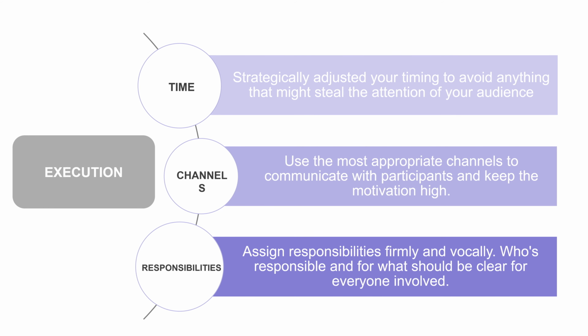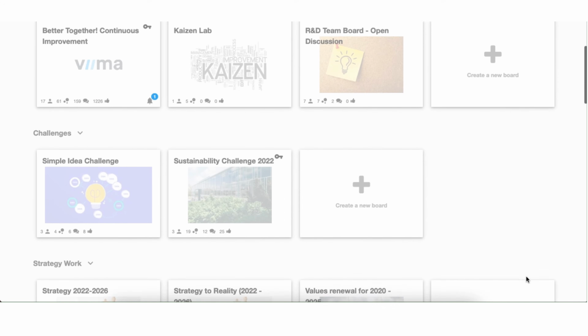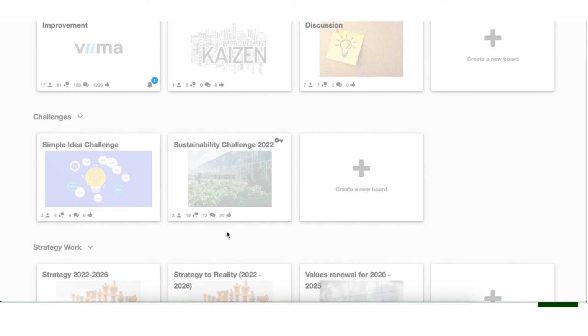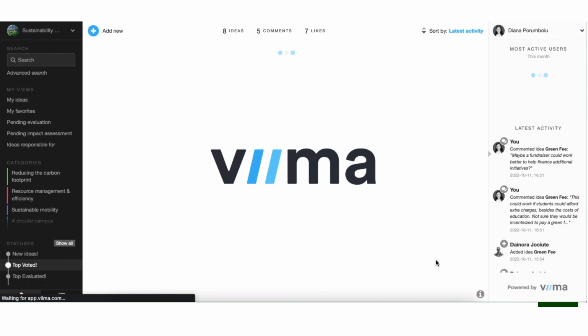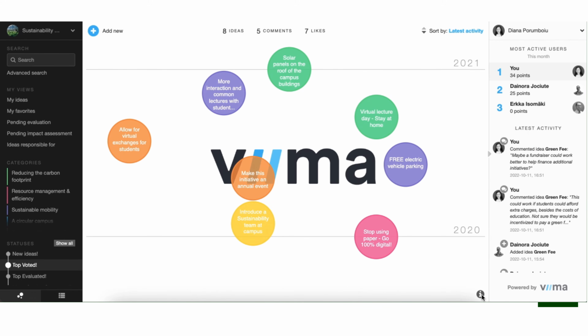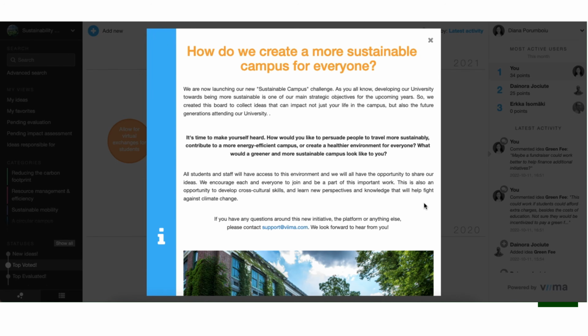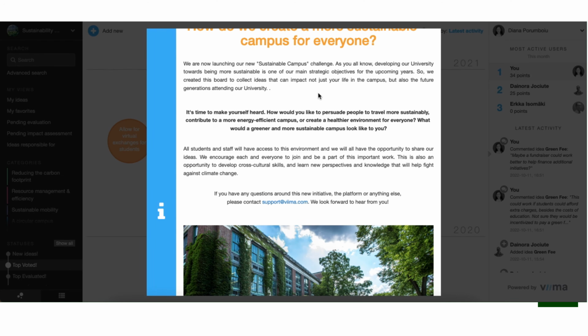Now to the execution part. Let's see how we can get started with the idea challenge using Viima. For this sustainability idea challenge, we have a dedicated Viima board where ideas will be collected. It's important to remind everyone what the idea challenge is about, what its goals are, what is expected from the participants in practice, and of course, what's in it for them to actively participate.